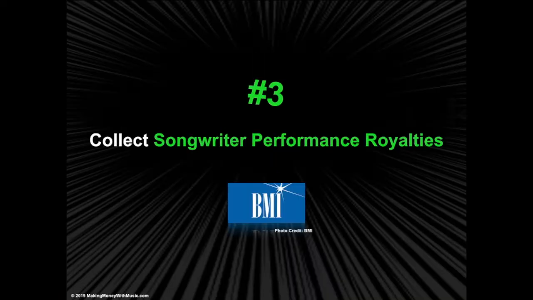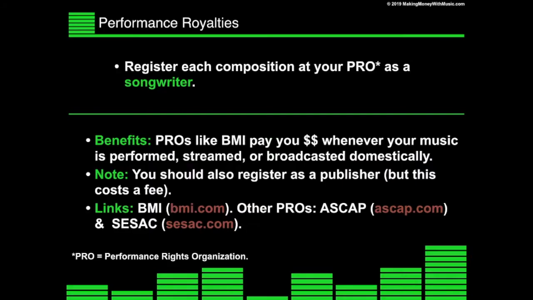Number 3, collect songwriter performance royalties. Now, songwriter performance royalties come out whenever you get your music played on the radio or even if it's performed live. And by the way, that's even if you perform your own music live. You can turn in set lists and they will pay you royalties based on the fact that your music was performed. Doesn't matter that you did it.